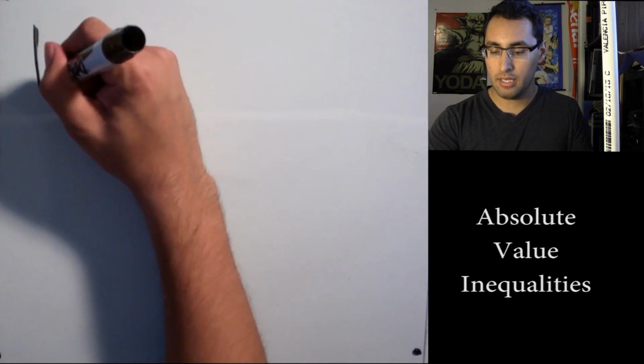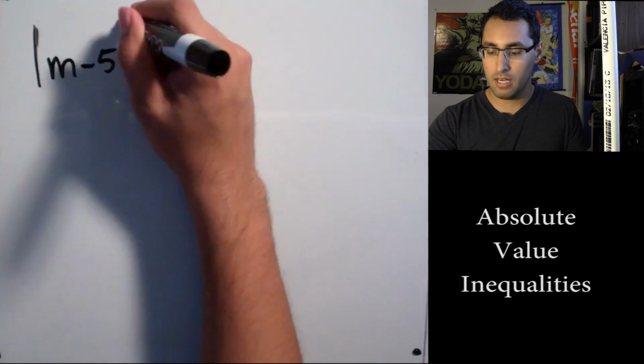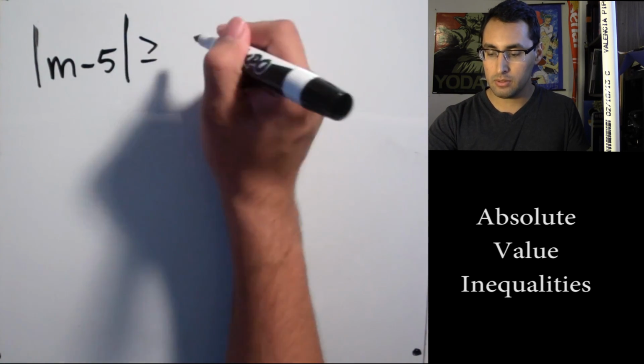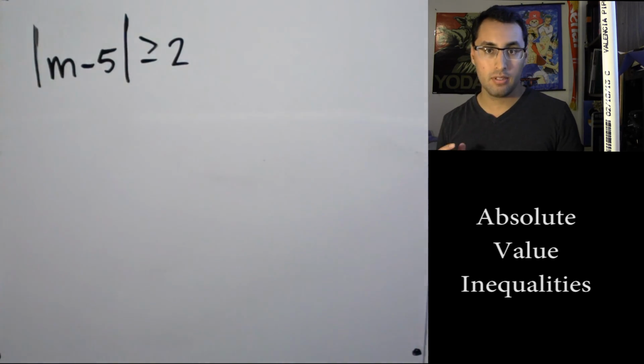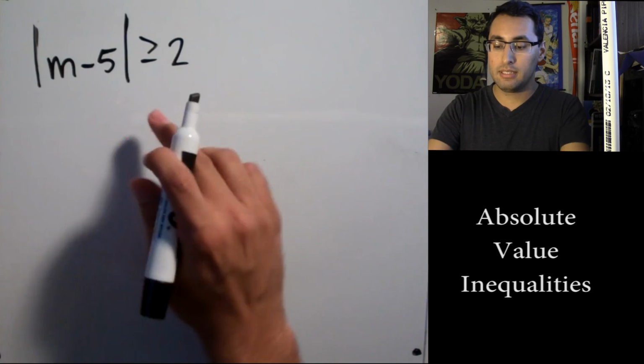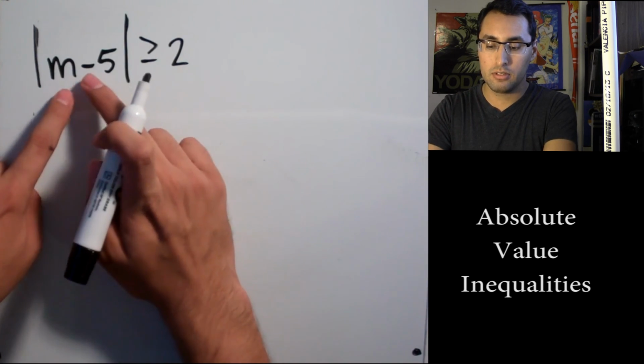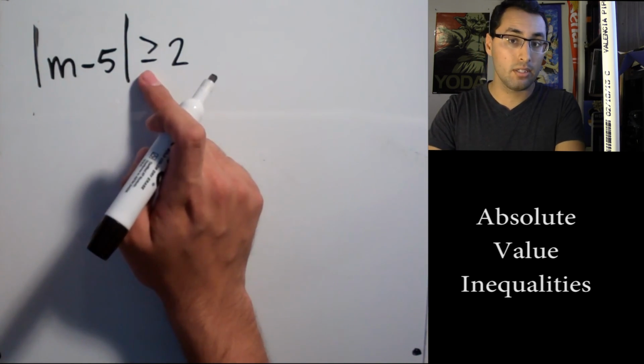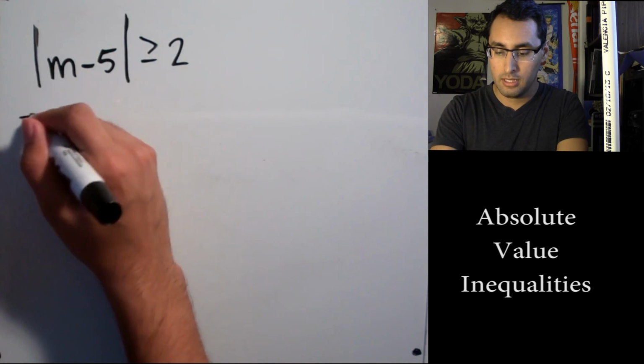What if I were to give you the absolute value of m minus 5 greater than or equal to 2? Okay, starting off, how do I read this? Well, this says the distance from a number to 5 is greater than or equal to 2. Okay, write that really fast.